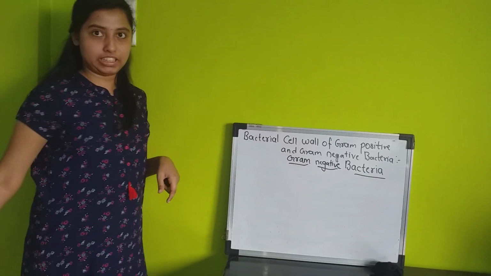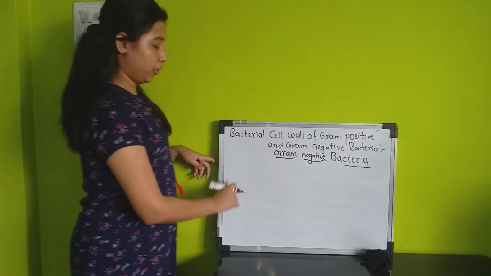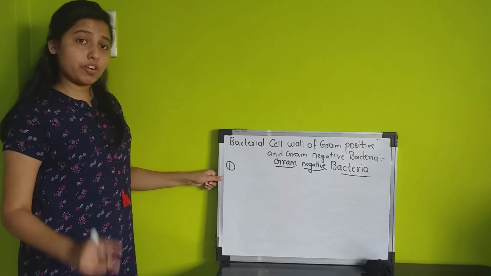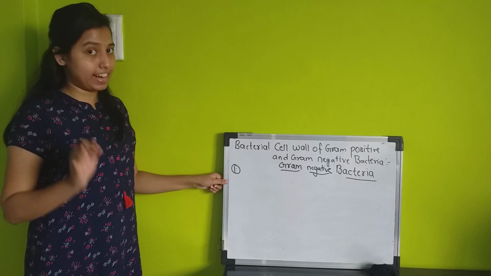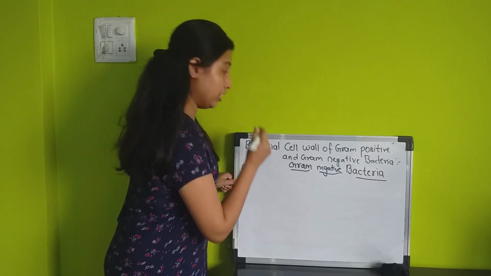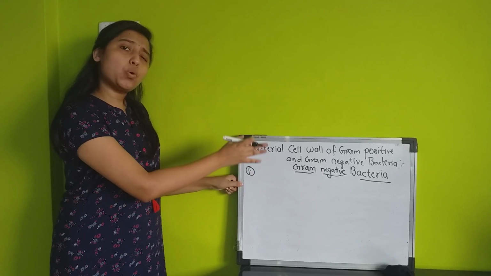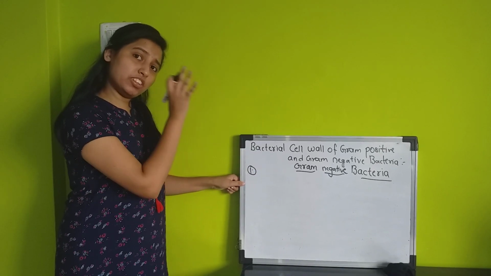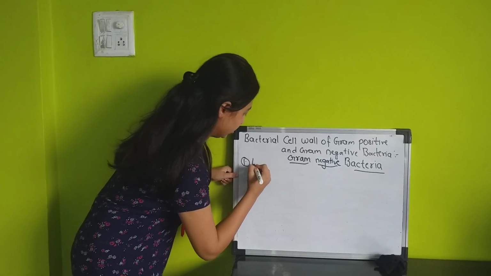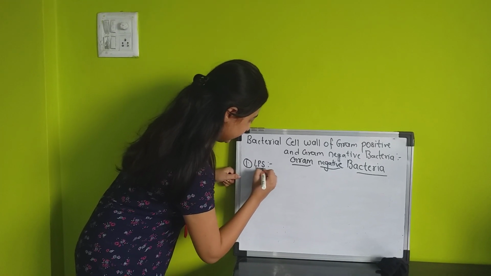Gram-negative bacteria. Now I will talk about gram-negative bacteria. The first point I will talk about is LPS, that is lipopolysaccharide. Lipopolysaccharide is only and only present on the bacterial cell wall of gram-negative bacteria.